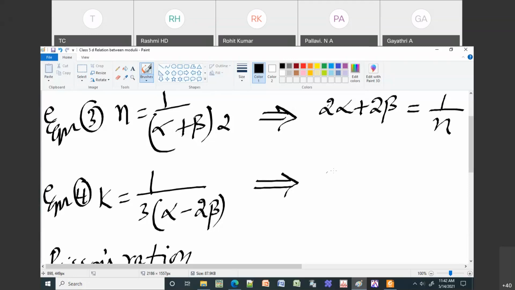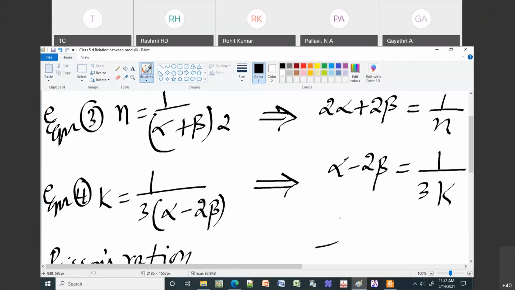So I will keep only alpha minus 2 beta and the rest I will put on the right side. Okay, so this is what I will do. I'm going to keep the 3k on the right hand side, and whatever is in the bracket I'm going to take to the left hand side. The reason I'm doing this is I want to do some mathematics.